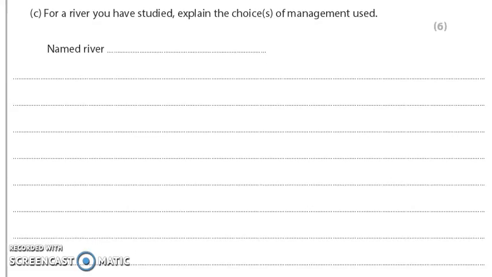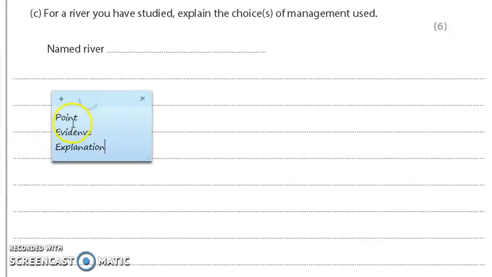For a review of a case study, explain the choice or choices of management used. Well, we studied Blandford Forum, we studied the River Stour. In this we're in the long answer question, so we're back to point, evidence, explanation. We're going to be looking at in Blandford what they did on the south of the river, where they had a washland and an embankment.